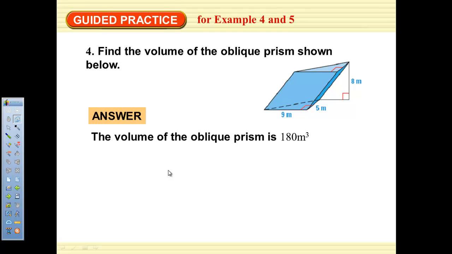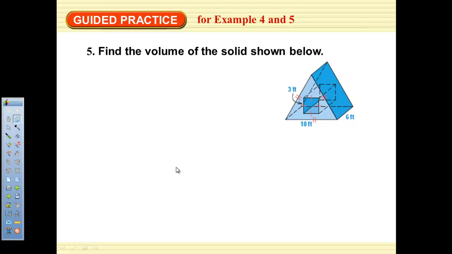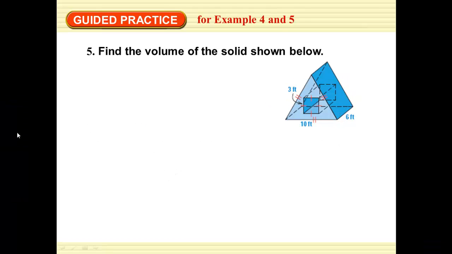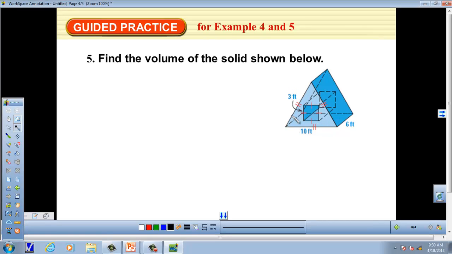And there's our 180 cubic meters. Now we're going to figure out the volume of this solid. If you notice, we've got a triangular prism, and this right here is considered to be a hole, so we've cut that out. So basically what we want to do is figure out the volume for the whole thing and then subtract out this square prism. So let's figure out both volumes.